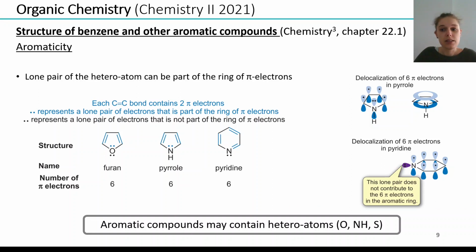In pyridine, the lone pair of nitrogen is available for other reactions, so it can, for example, act as a base and withdraw a proton, while for pyrrole, the lone pair is not available as it is part of the aromatic system. So adding a proton would destroy the aromatic system, and hence pyrrole is much less basic compared to pyridine. So to summarize, aromatic compounds can also be charged or contain heteroatoms.